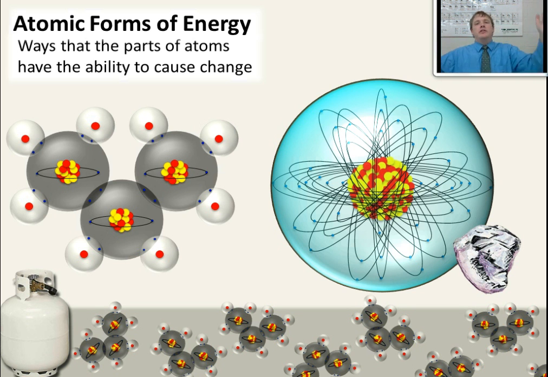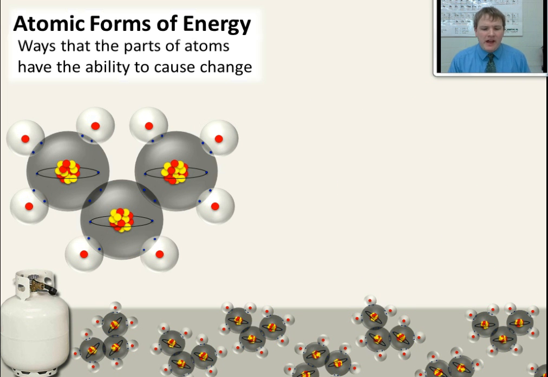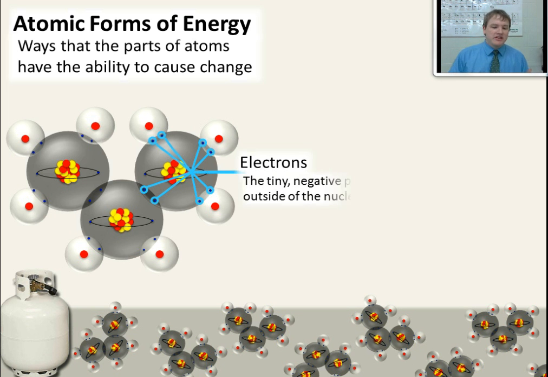So, now you've learned about two atomic forms of energy, one stored in the bonds between atoms and one stored in the nucleus. But there is a third type of atomic form of energy that's stored in the parts of an atom. And actually, this part is just stored in individual electrons, the tiny negatively charged particles of an atom that surround the nucleus, that are outside of the nucleus.